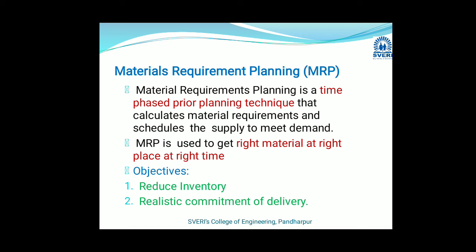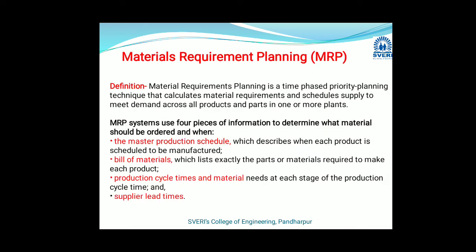The major objectives of MRP in an organization are the following. First, we have to reduce the inventory, which will save our money. Second, realistic commitment for the delivery of the finished product to the customer. In order to apply MRP, it is necessary to have full inputs from the following parts. First, the master production schedule, which describes when each product is scheduled to be manufactured. Bill of material, which lists exactly the parts or material required to make each product. Production cycle time, the material needs at each stage of the production cycle. And last, supplier lead time.